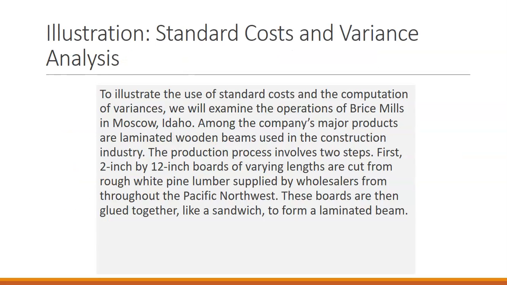We have standard costs and the computation of variances. We're looking at the operations of Bruce Mills. The company's major products are laminated wooden beams used in the construction industry. We have 2 steps. First, our 2-inch by 12-inch boards of varying lengths are cut from rough white pine lumber supplied by wholesalers from the Pacific Northwest. These boards then are glued together like a sandwich to form a laminated beam.